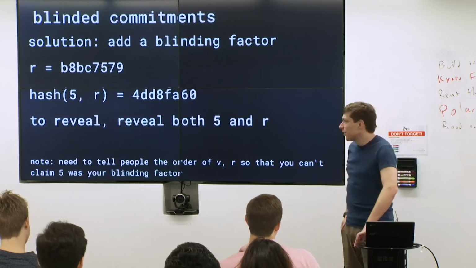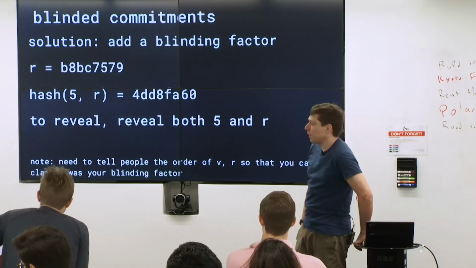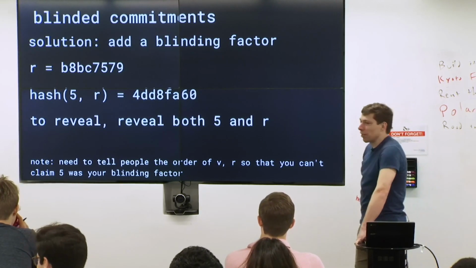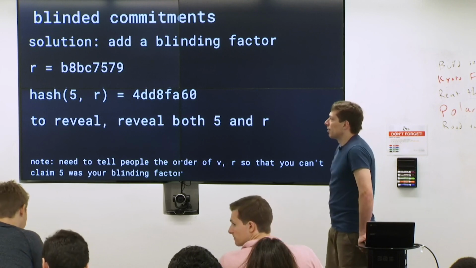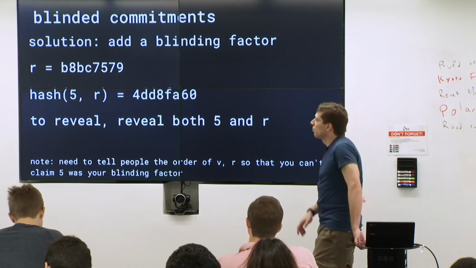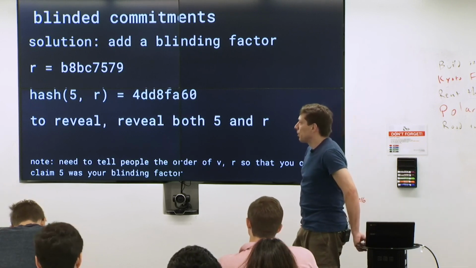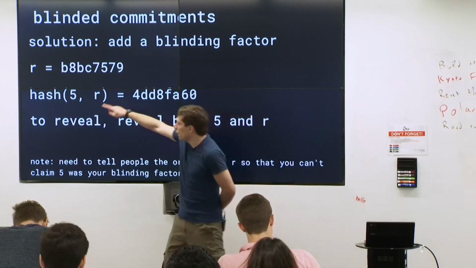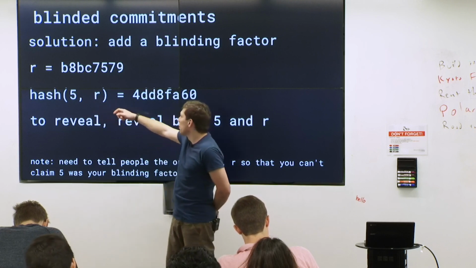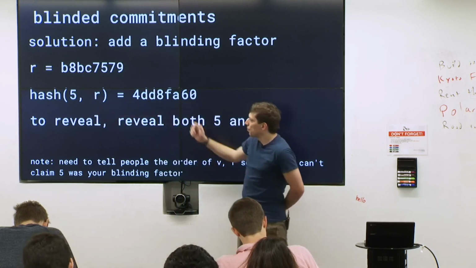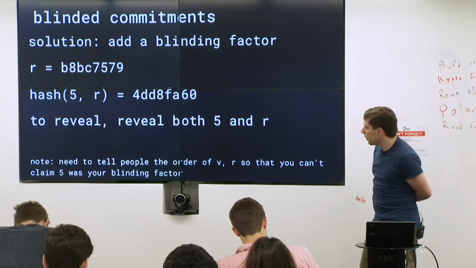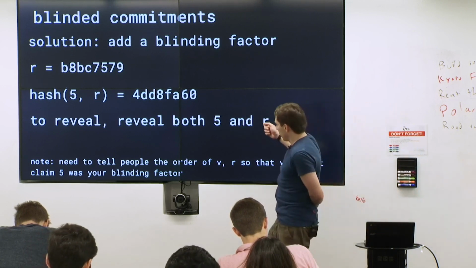Okay, so solution. Pretty straightforward solution. Add a blinding factor. So we're going to call that R. I guess R is random. Yeah. So let's say, okay, R is B8BC7579. And now I'm going to take the hash of 5 and concatenate R and say, okay, now this is a different hash. And now to reveal what I was committing to, you reveal both 5 and R.